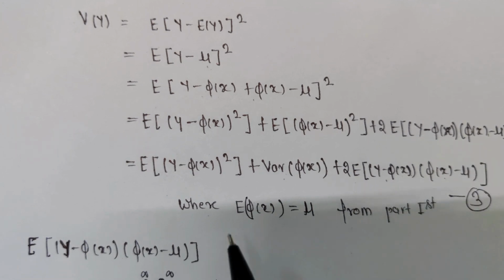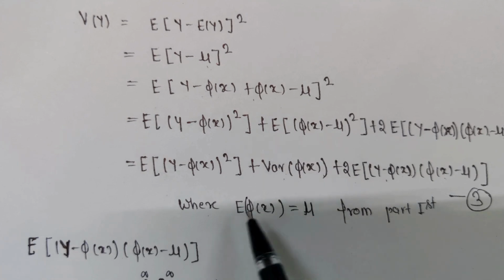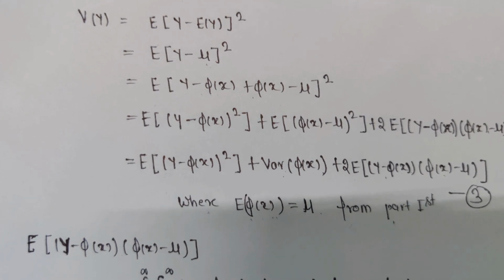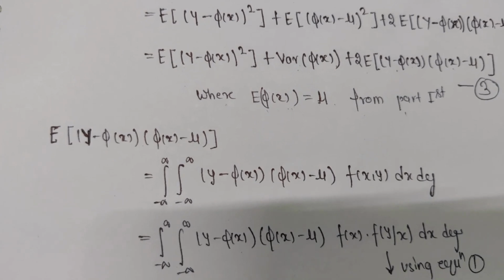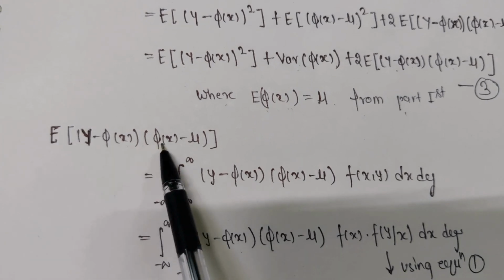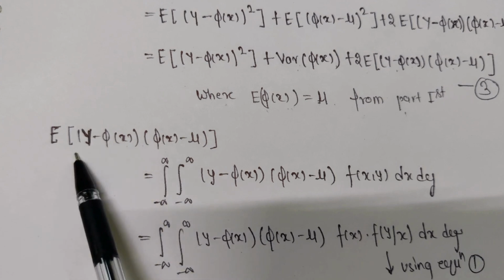Okay, and we have mentioned here the second term is equal to variance of phi(X) because the expected value of phi(X) is equal to mu. This is from part first. And now again I have mentioned here the third term. The third term is the expected value of (Y minus phi(X)) into (phi(X) minus mu). So we want to find out the value of this term.